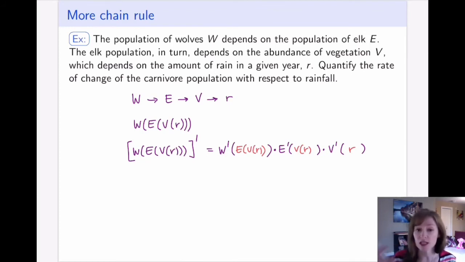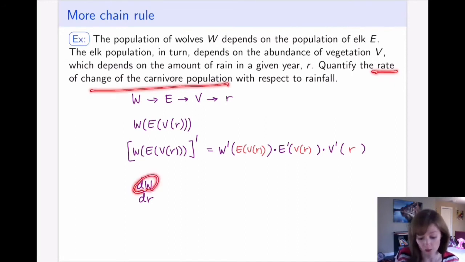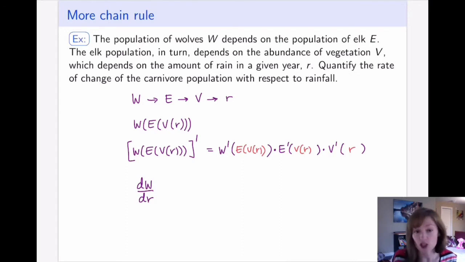So instead of stating the derivative the way that we did, I am going to use the notation that we've discussed earlier, which is df by dx notation. In this case, I would like to quantify the rate of change of carnivore population, which are wolves, with respect to rainfall, which is R. So this notation makes it immediately clear what it is that I'm taking a derivative of, and what it is that I'm taking a derivative with respect to. And now the chain rule tells me that I have to go through all the layers of my chain to get from W all the way down to R, okay?